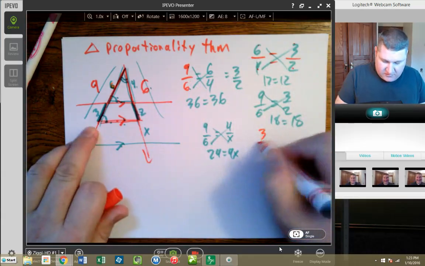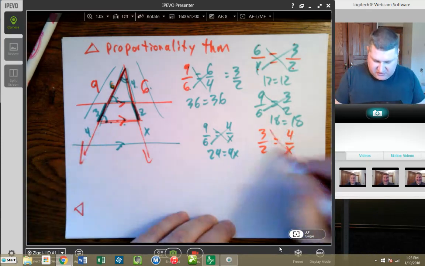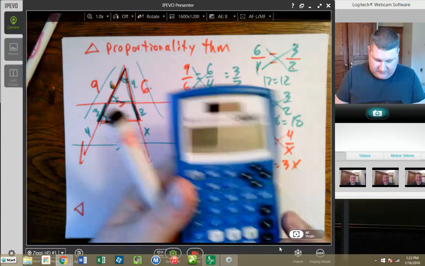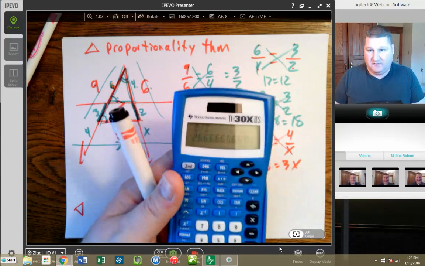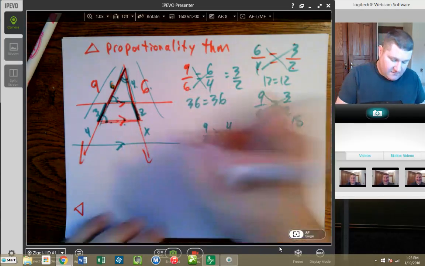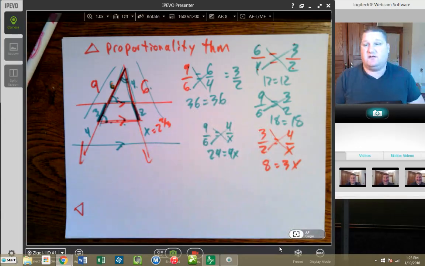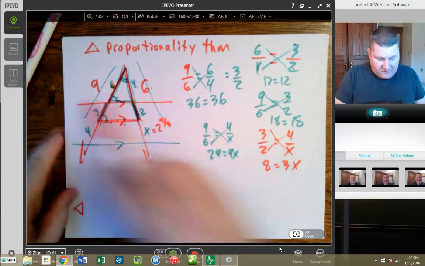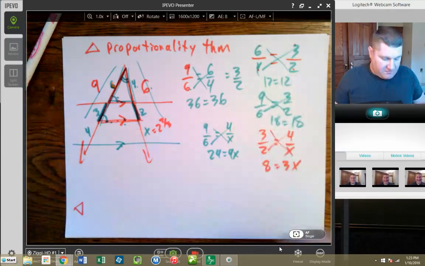Let's use 3 is to 2 as 4 is to x. Okay, fine, let's cross multiply that. You get 8 equals 3x. All right, so let's take 8 divided by 3. Answer is 2.666666. It doesn't matter. It's 2 2/3. Okay, 2 2/3. Reason being, doesn't matter as long as these lines are parallel. It's going to cut these two triangles proportionally.